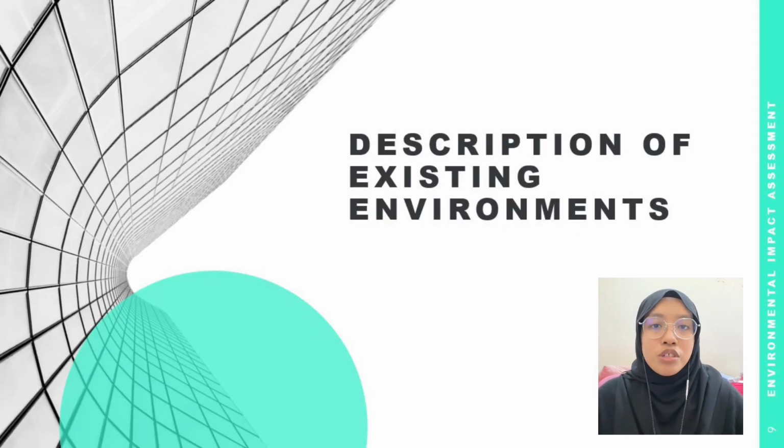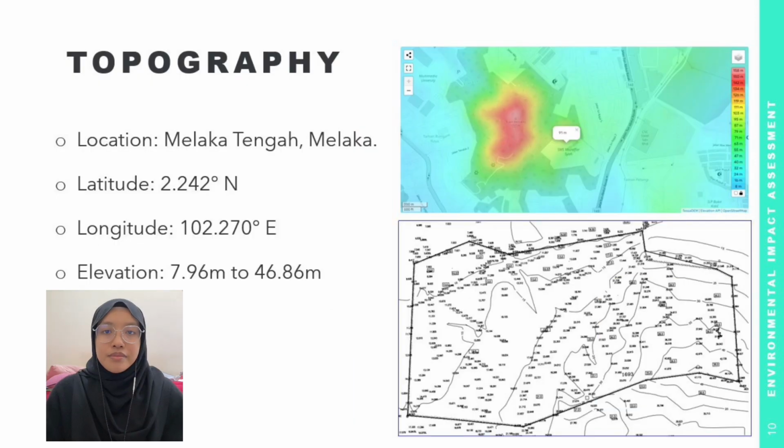Assalamualaikum and hello. I'm Nasha Zwani and I will be presenting our next topic, which is description of existing environments. Topography for this project, which is at Melaka Tengah, generally has a geography of flat with some slight undulation in specific spots. The district is mostly located on the coastal plain of the Malacca Strait, which is distinguished by low-lying topography around sea level. The topography progressively rises as you approach further inland, resulting in somewhat higher altitudes and moderate slopes.